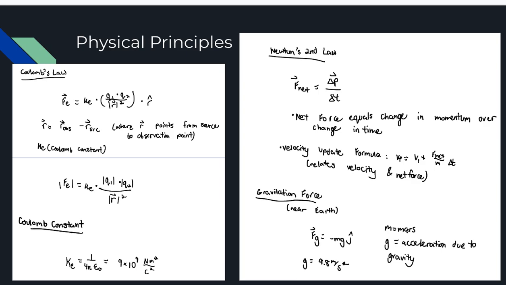Then Newton's second law was also involved, with the net force equaling change in momentum over change in time, and the velocity update formula. And lastly, the gravitational force on the charged tape was also involved near Earth, so it's negative mg in the y-hat direction, and g is that constant of 9.8 meters per second squared.